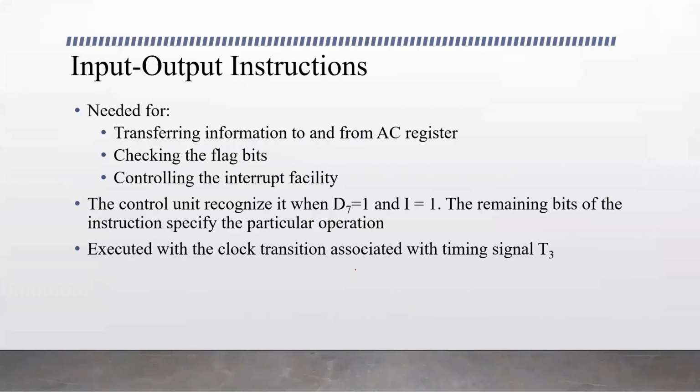So now we have understood the input-output configuration. Now, why do we need these input-output instructions? Let's see the execution of input-output instructions. These instructions are needed for transferring information to and from the AC register. We have seen that, right? From the input register INPR, information has to be transmitted to AC, and from AC it has to be transmitted to OUTR. So for transferring information to and from the AC register, we need instructions.